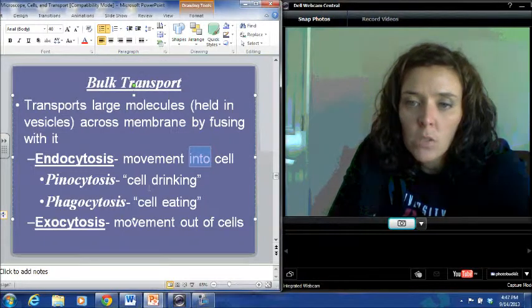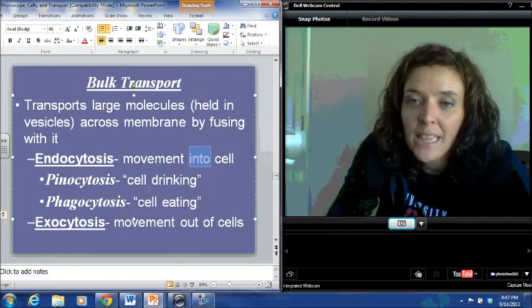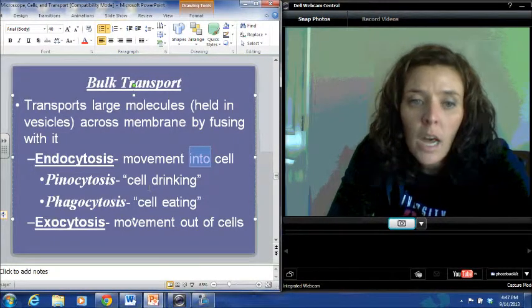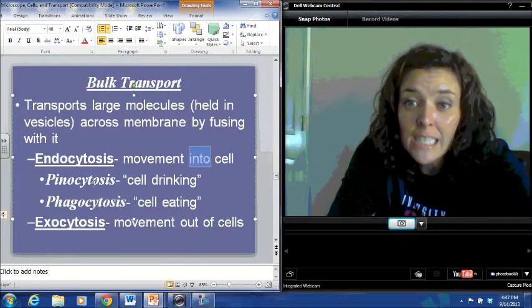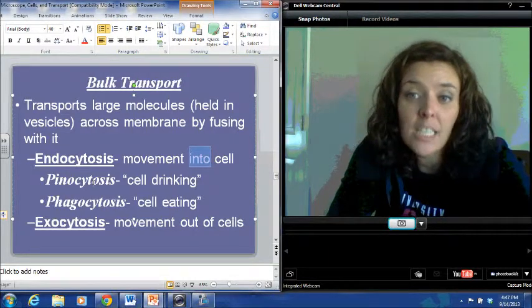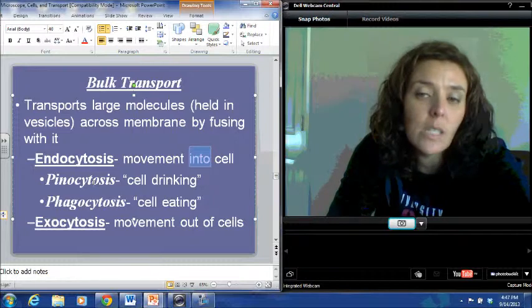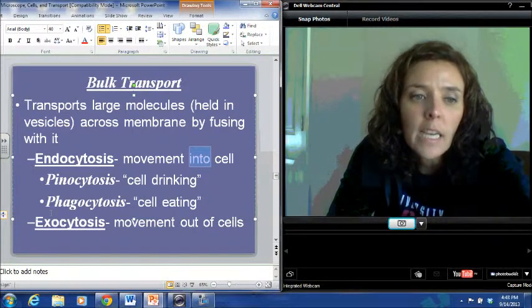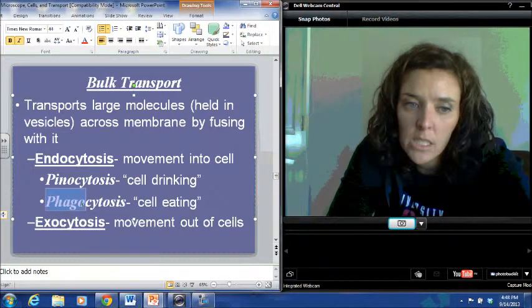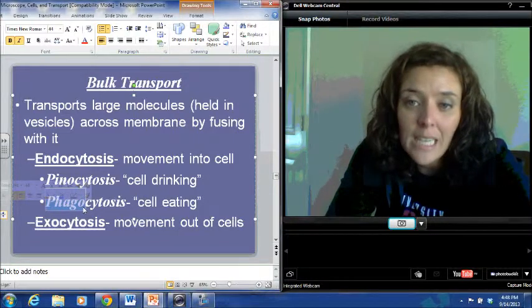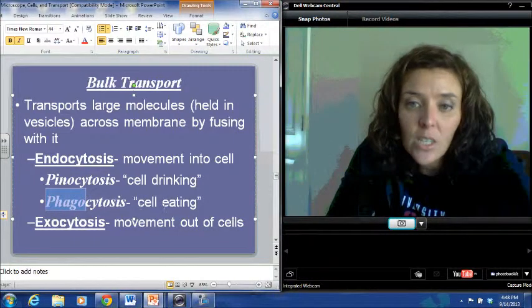Pinocytosis, which is referencing cell drinking, so it's bringing liquid into the cell. And you might think of like a pina colada. People drink pina colada, so pinocytosis is cell drinking. And then you have phagocytosis. Phago means to eat. So this is cell eating.